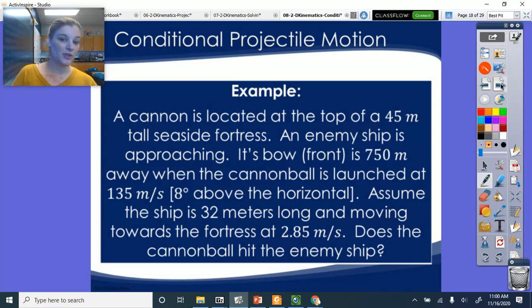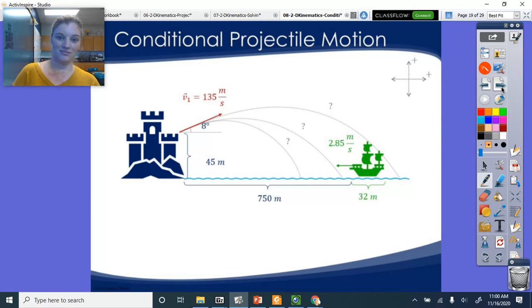At a quick glance, I'm really excited because all of the units are in the right style, so I don't have to redo any of that. But it sounds really complicated. First thing, draw yourself a diagram. Hey, look, there's a diagram. So we've got a fortress. It's a cool fortress. I wish I had a fortress. And it's shooting a cannon at an enemy ship.